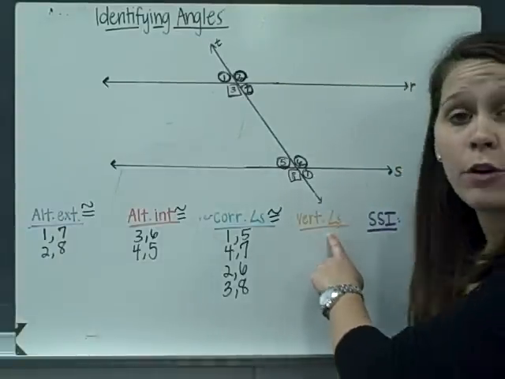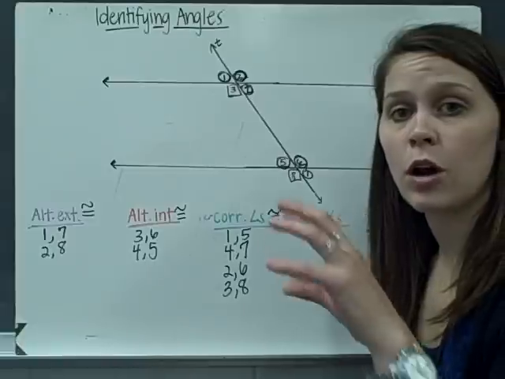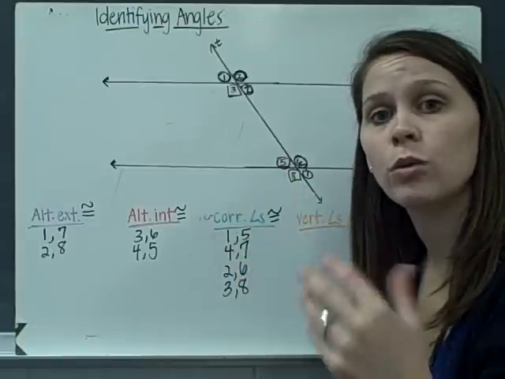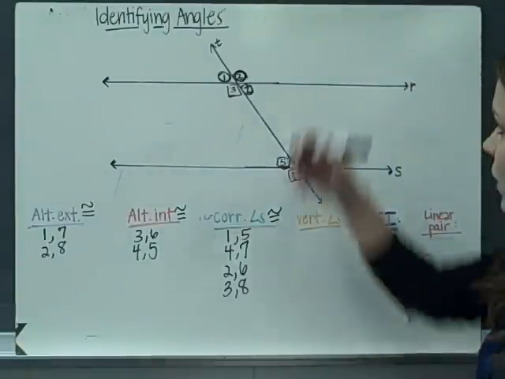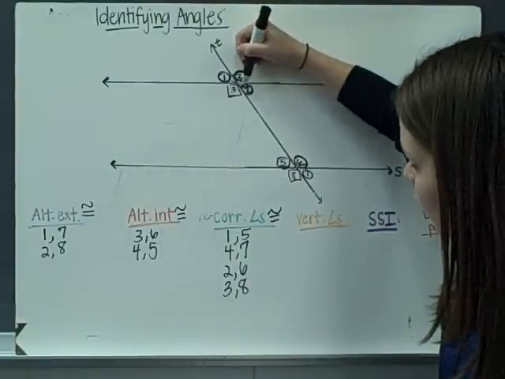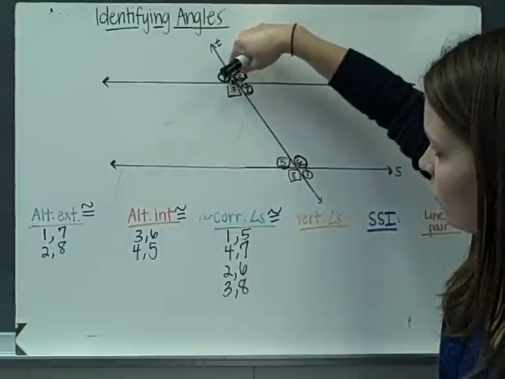So now we look at vertical angles. And remember, vertical angles are angles that are opposite each other where two lines cross. So when we look at vertical angles, we're looking at where they are opposite each other. So we have 1 and 4.